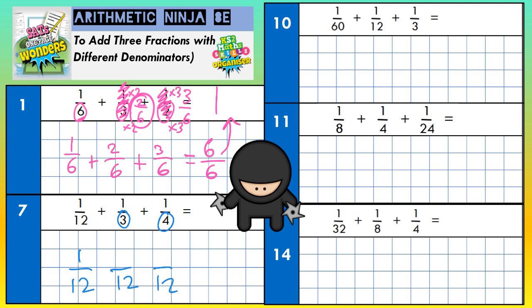So to get from 3 to 12 is times 4. So you need to do 1 times 4. 1 times 4 is 4. So that's going to be 4 twelfths. We don't need the 1/3 anymore.